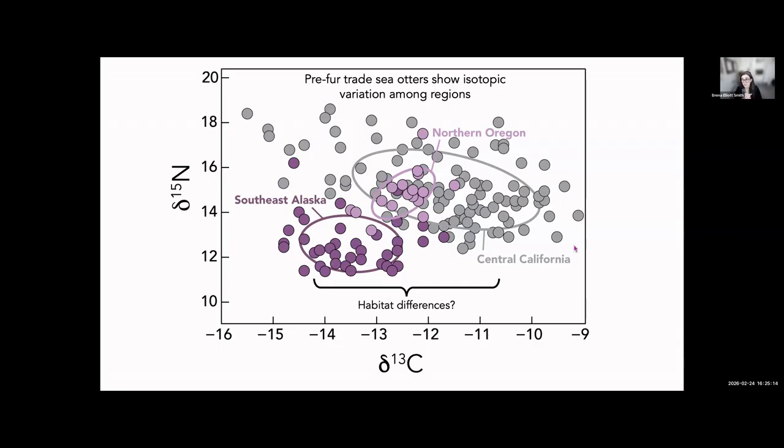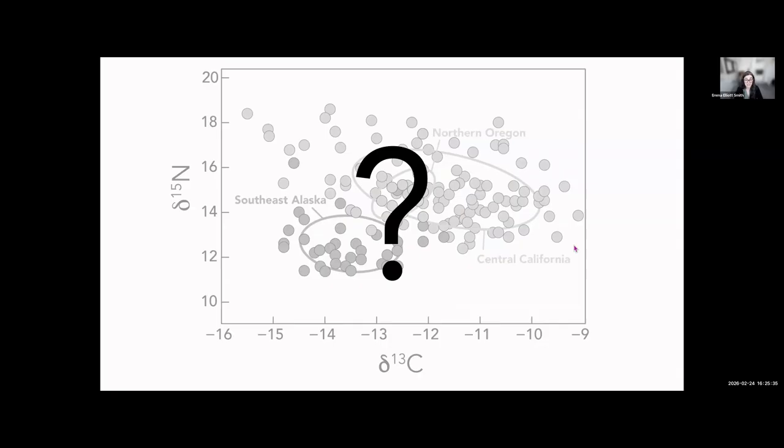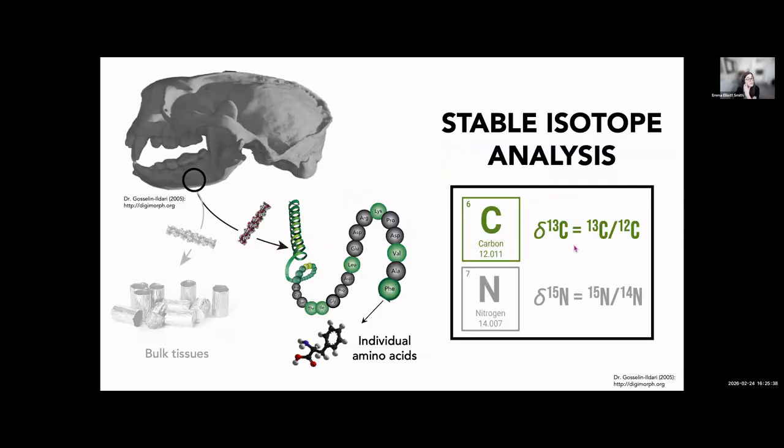Okay, so now back to the regional comparison. What's really interesting here is this range in carbon isotope values on this plot. So particularly this trend where Oregon and California tend to have higher carbon isotope values than most of these Alaskan specimens. So does this reflect real habitat differences among these groups in the past? It's hard to say with these data alone. And so this is really where this second type of isotopic analysis that I use in my work comes into play. In this case, instead of looking at whole tissues, we're going to be looking at isotopic values of the individual molecules that make up those tissues, which, because we're talking about proteins, means we're looking at individual amino acids.